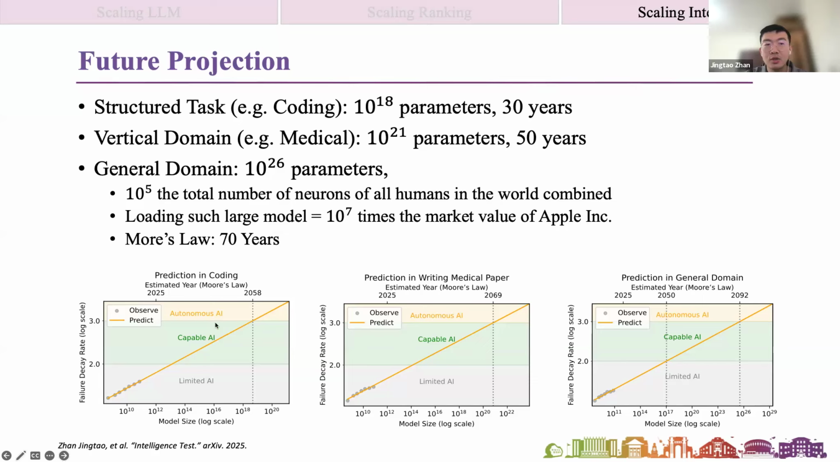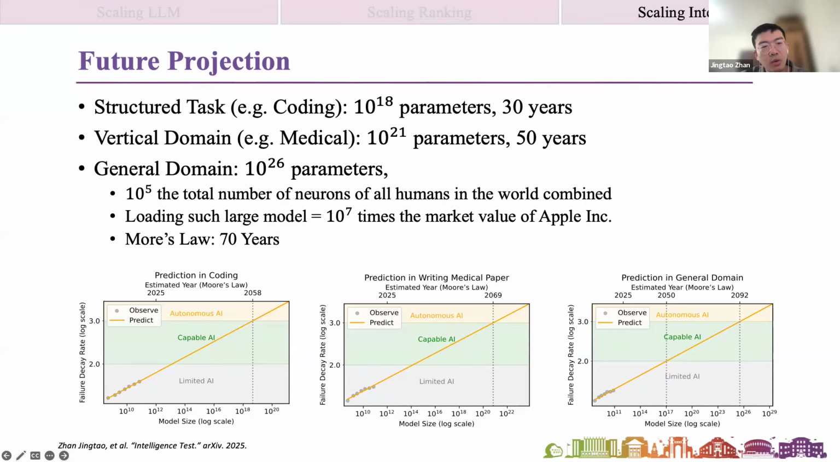For structured tasks, that means coding, law, and math, it will require 10 to the power of 18. For some vertical domains, for example medical, it requires a scale of 10 to the power of 21. And for general domains, if we want the model to comprehend all the information on the internet, it requires 10 to the power of 26.